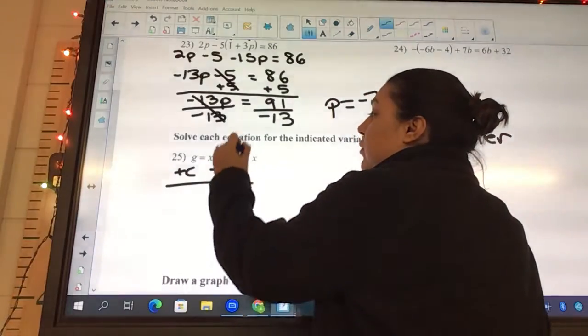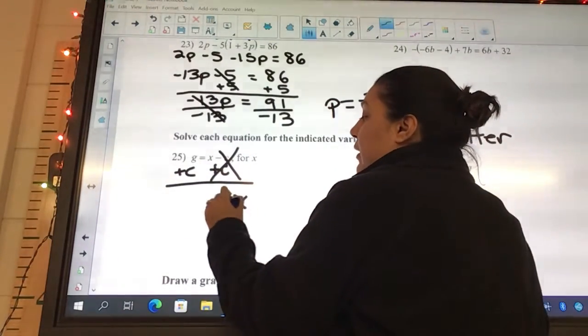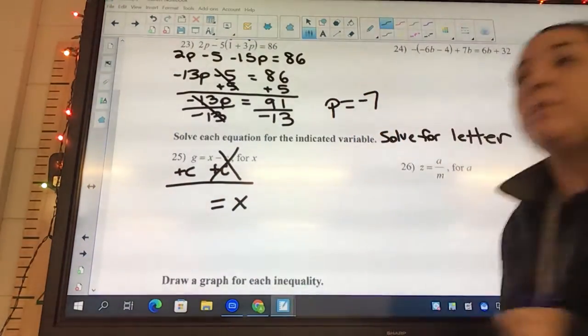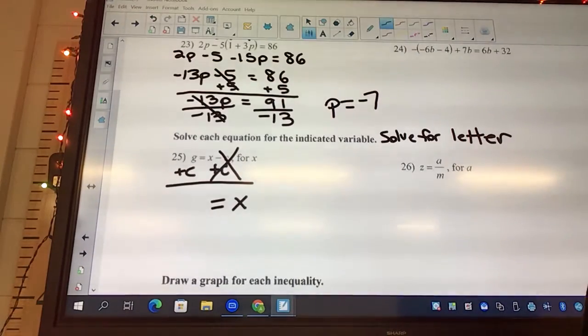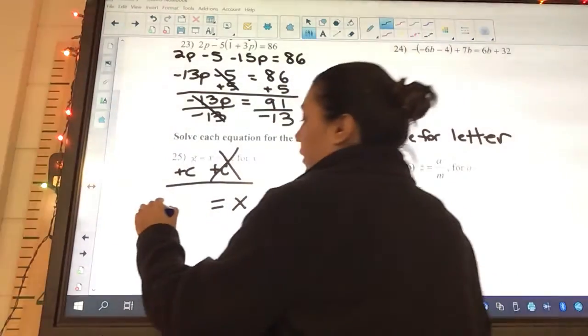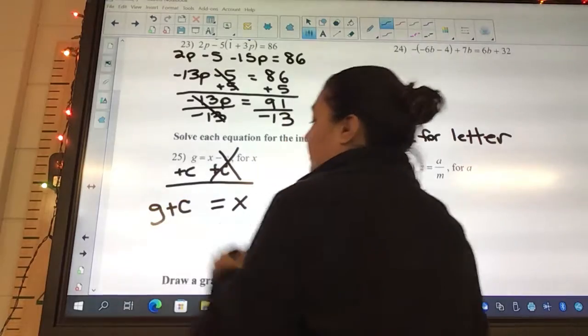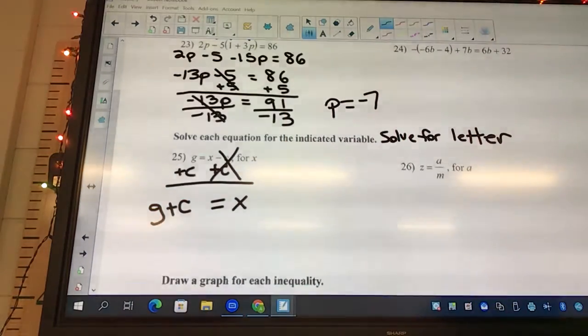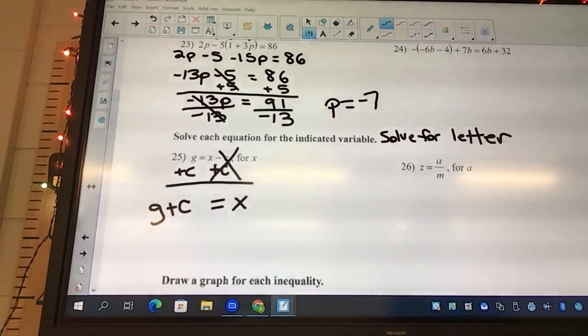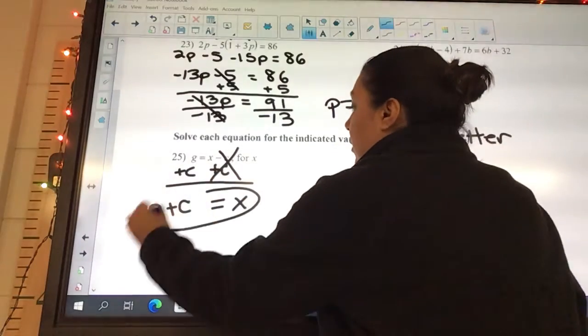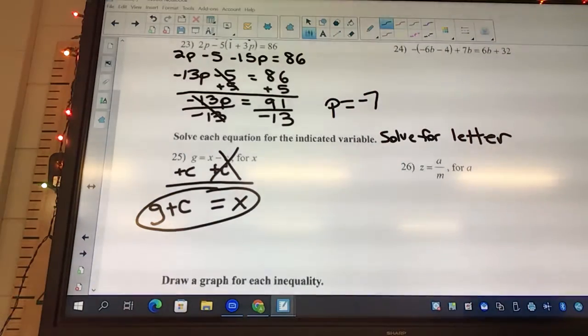Okay, so these C's will cancel. So we're going to have X and it equals, what is G plus C? G plus C is G plus C. Okay, so we just say G plus C. And that's it, we're done. We got X by itself. If we look at 26, what letter is it telling us to solve for? A. So you need to get A by itself. That's the whole goal there. I'm not doing that one, but I'm just saying.